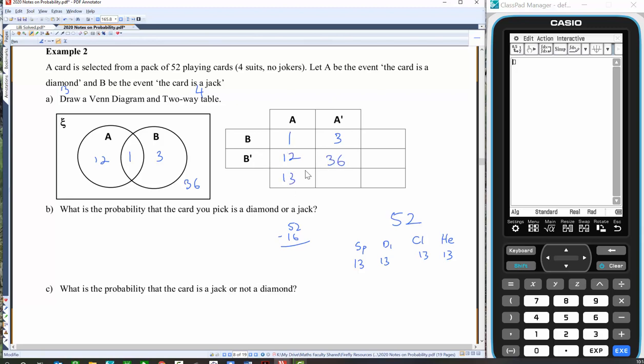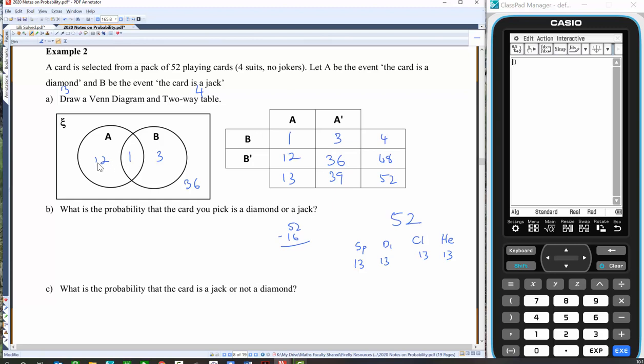Let's start doing some totals. 13, 39, 4, 48, and 4 and 48 is 52. Everything checks out there. What's the probability that the card you pick is a diamond or a jack?